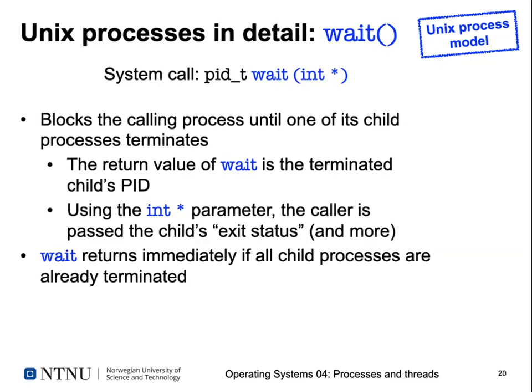So the next system call we need to discuss when talking about processes is the wait system call. So wait can be passed a pointer to an integer and it returns a process ID. So wait, as we've already seen, blocks the calling process until one of its child processes terminates. So of course you can create more than one child process by calling fork repeatedly in your program. So wait actually then waits until the first child process terminates, and then it returns the process ID of the child that has terminated.